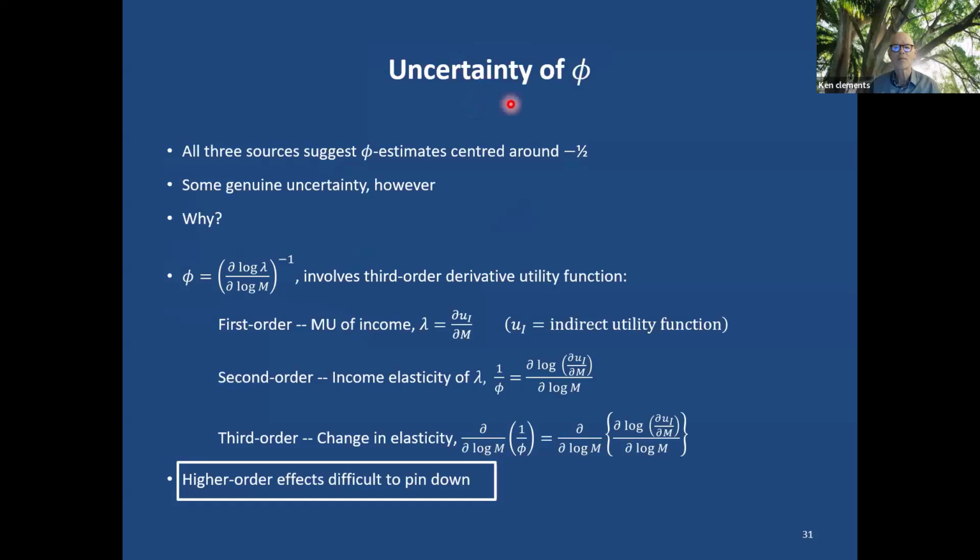There is, however, some genuine uncertainty regarding phi. There's inherent uncertainty regarding phi because it represents a higher order effect. In fact, it's a third order derivative of the utility function, and these higher order effects are usually very difficult to pin down. The first order effect is the marginal utility of income. The second order effect is the elasticity. And the third order effect is how that elasticity changes with income.